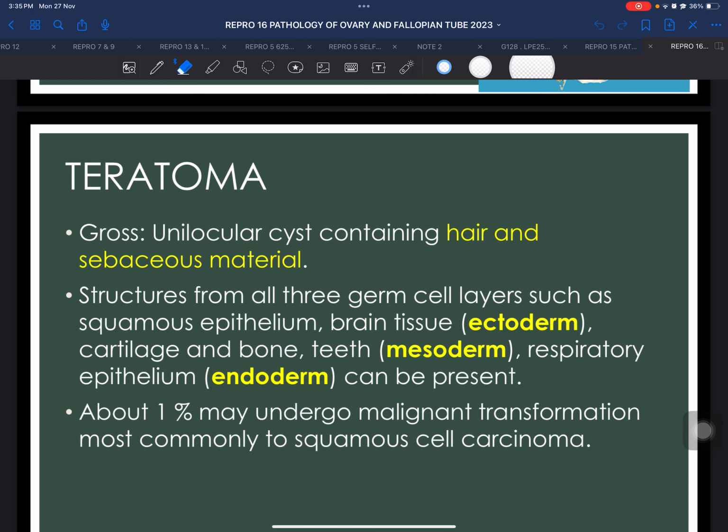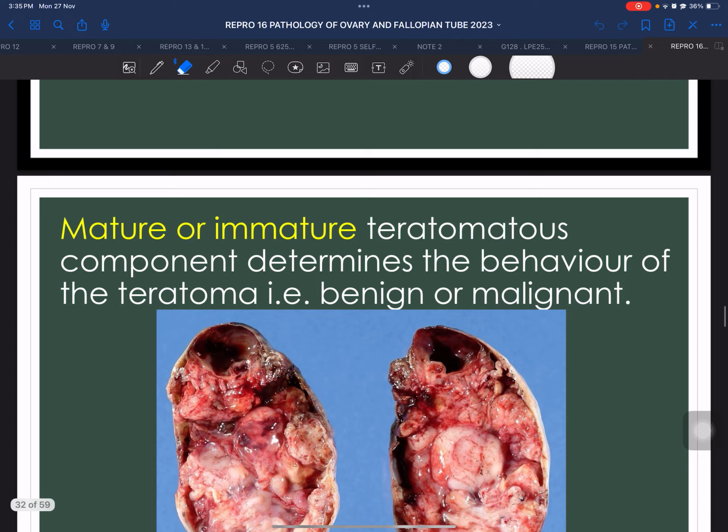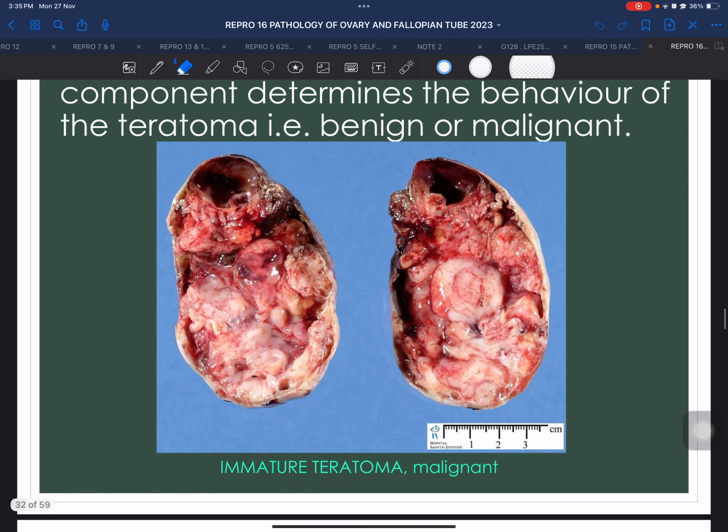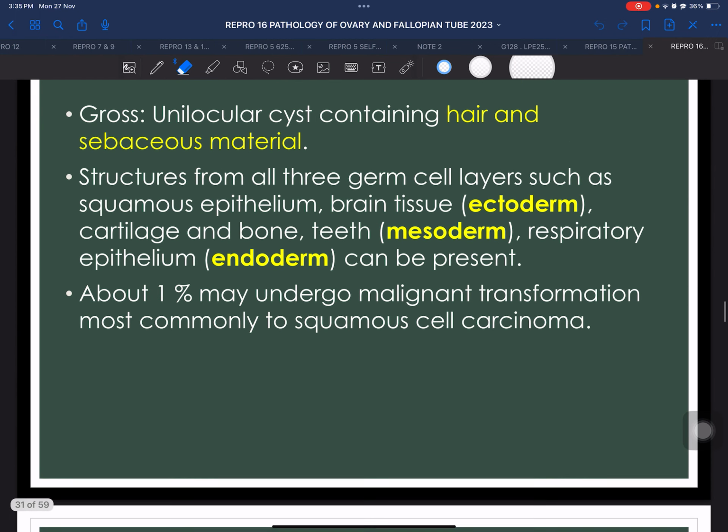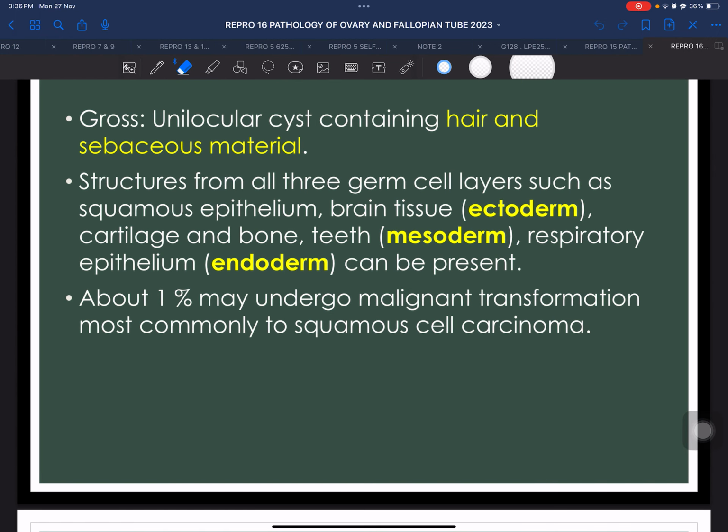Okay, because the skin is the most common structure that occurs in mature teratoma. The skin contains the hair follicles, right? The skin is composed of stratified squamous epithelium, so malignancy can arise from the stratified squamous epithelium. So the most common malignant transformation is squamous cell carcinoma. Okay. Whether you have a mature or immature teratomatous component determines the behavior of it. If they are mature, they are benign. If you have an immature component, they are malignant. Okay. And the immature teratomas are often bulky with solid cut surface.